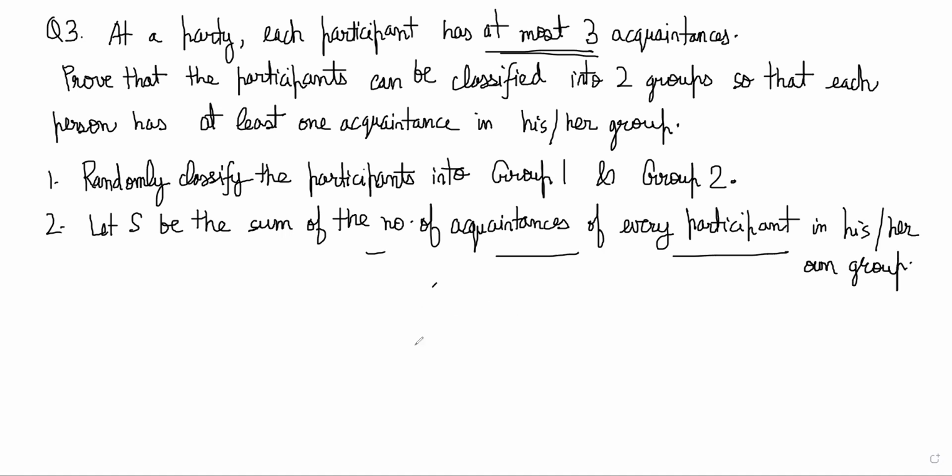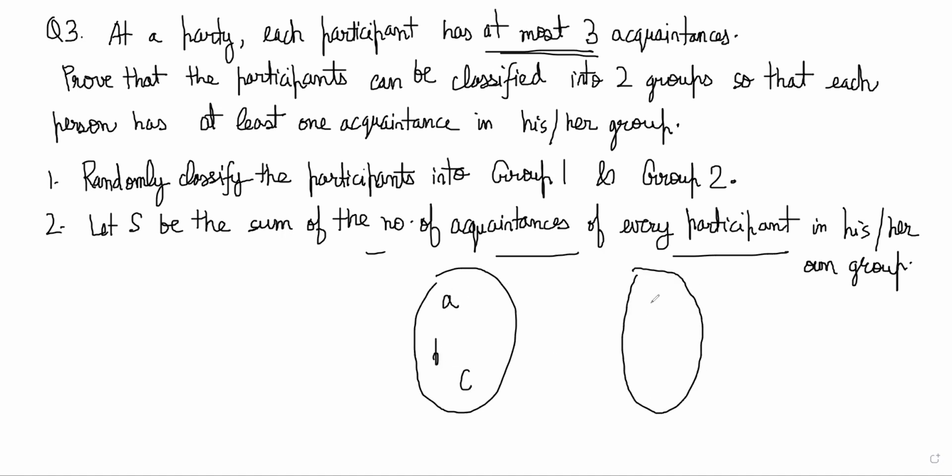So suppose group 1 had 3 people, group 2 had 2 people, right? Let's say in group 1, these 2 people knew each other, A, B and A, C, and in group 2, D and E knew each other, right? So this is the set of acquaintances. When you are acquainted, both the people know each other, right? So you can say, what will be S for this situation?